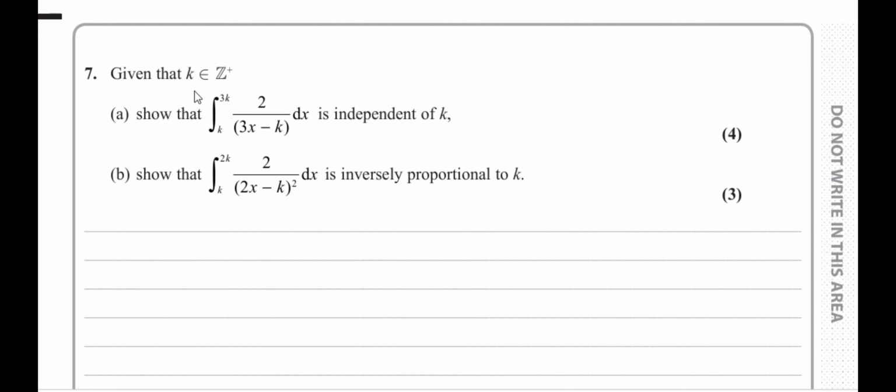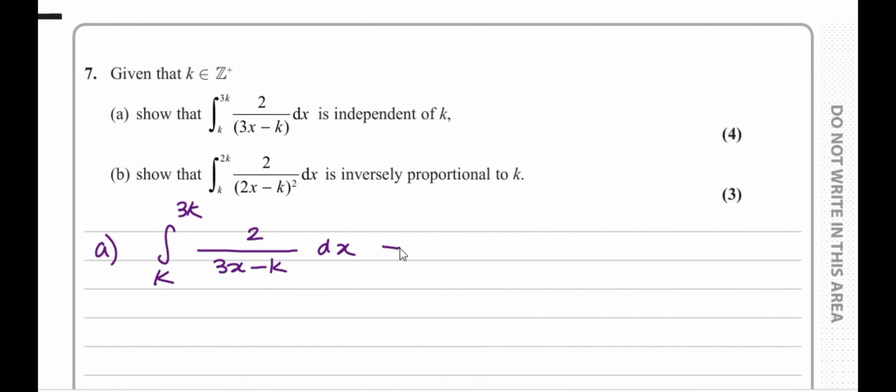Question 7. Given that k belongs to the set of positive integers, show that this integration is independent of k. So in order to show this, we need to integrate and evaluate and show that there is no k in the final result. That's what is meant by independent of k. So let's write this equation. This expression is the integral between k and 3k of 2 over 3x minus k dx.